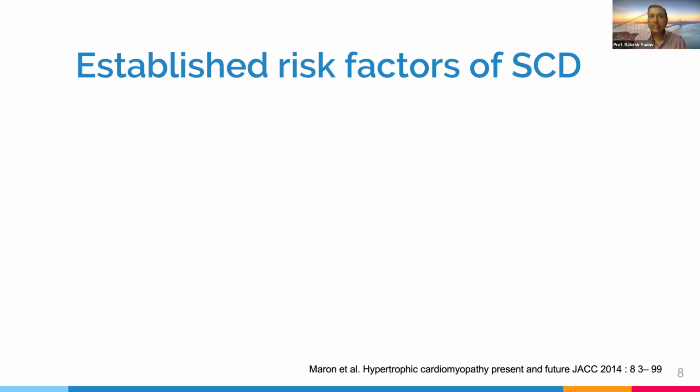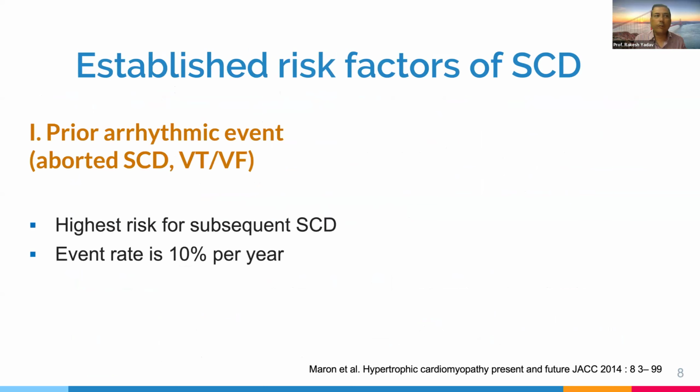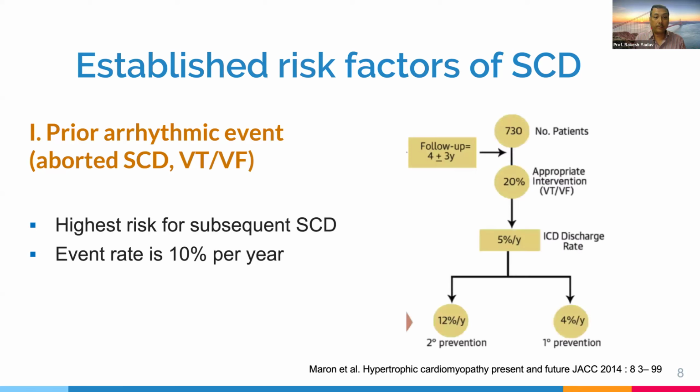Now, what are the established risk factors? To start with, from 2014, this is very important. If you have a prior arrhythmic event, meaning aborted sudden cardiac death, documented VT, or documented VF, the event rate is 10% per year. It's a very high event rate in these patients with hypertrophic cardiomyopathy.